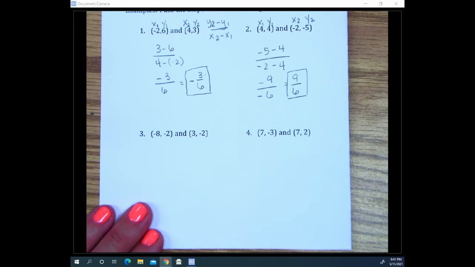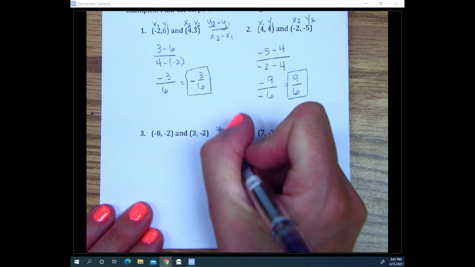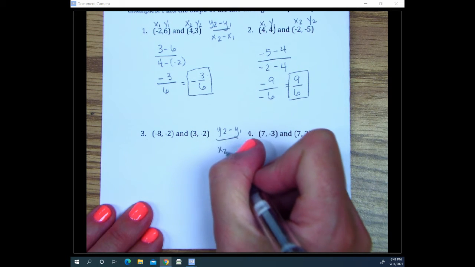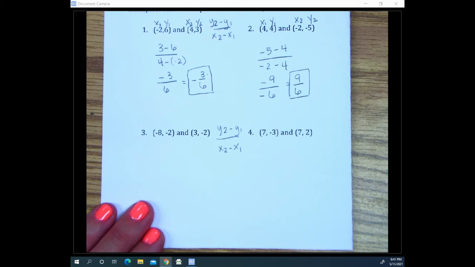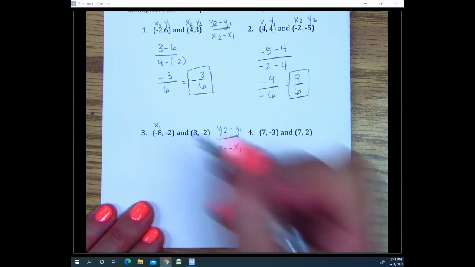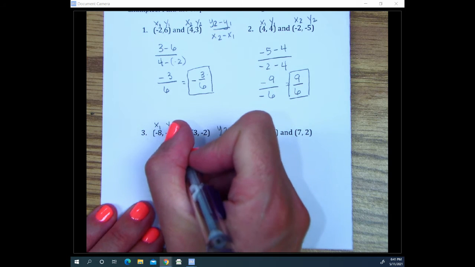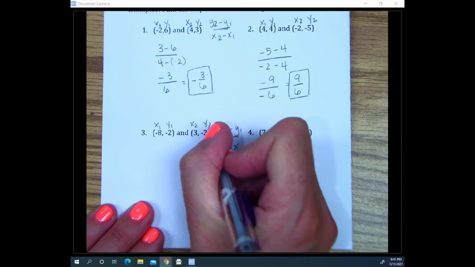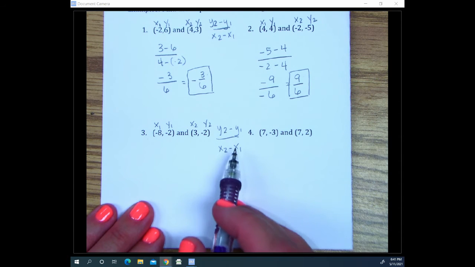Now the third example. I'm going to write the formula here, y2 minus y1 over x2 minus x1. I'm going to label the coordinates of the point. That is x1, that is y1. This is x2 and y2. Plug them into the formula.